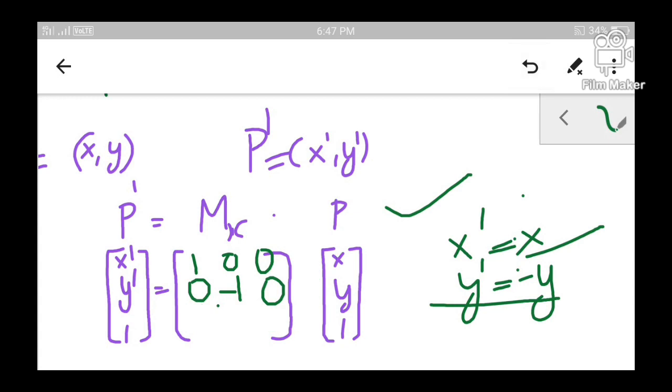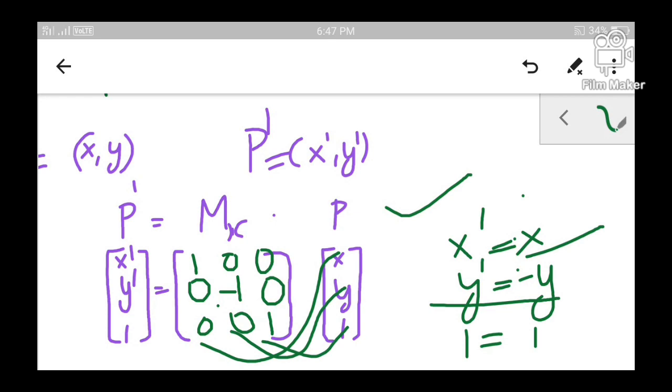Okay, so you got the second equation also. Now you need to get the third equation, which is 1 equal to 1. To get the third equation, we can see that there are no values related to x and y. So writing 2 zeros over here, and the last row, last column value becomes 1. Let us multiply the third row with the column matrix. 0 into x plus 0 into y plus 1 into 1. You will get 1 equal to 1.